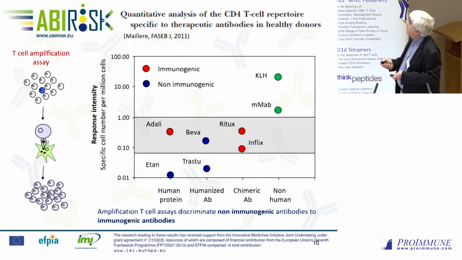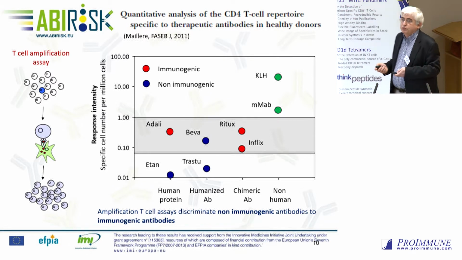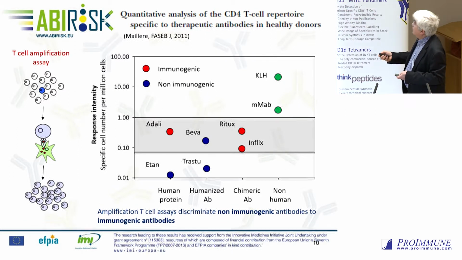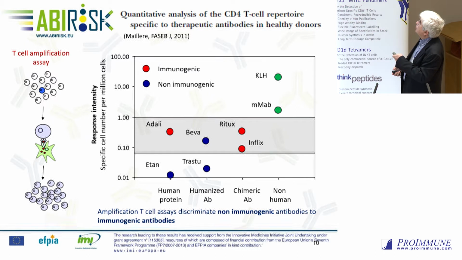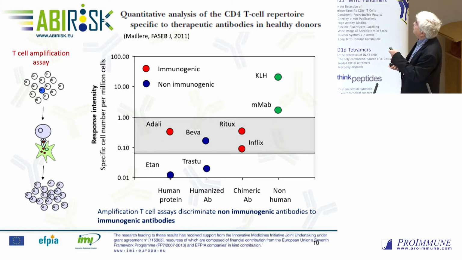This is what we have done a couple of years ago, so now it's an old paper, and we have applied this approach to therapeutic antibodies. To make the story very short, you see that for highly immunogenic molecules like the murine antibody or the KLH, we find they are higher than 1 cell per million cells. In my lab, all the molecules with this kind of response are known to be immunogenic. For the murine antibodies it is around 2 cells per million, and KLH is 30.